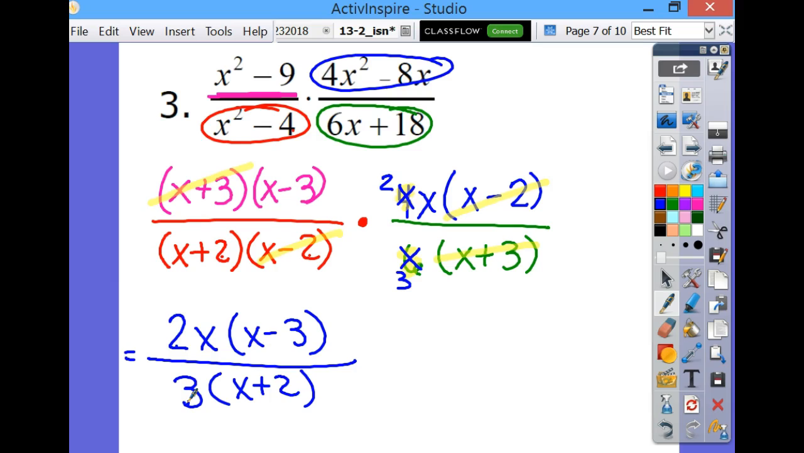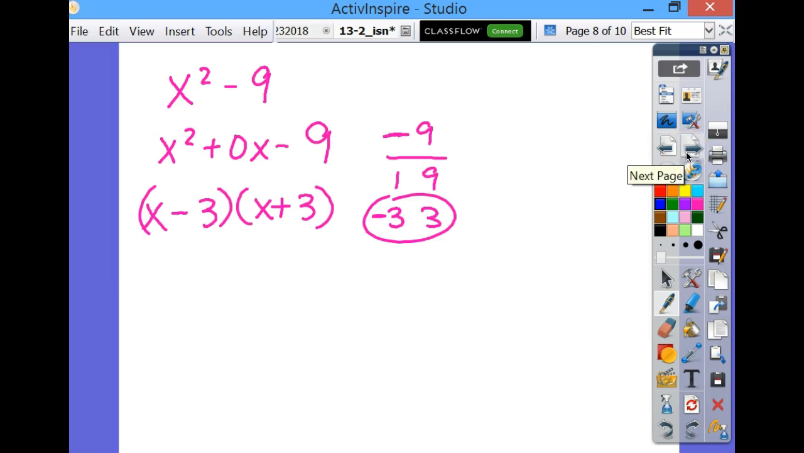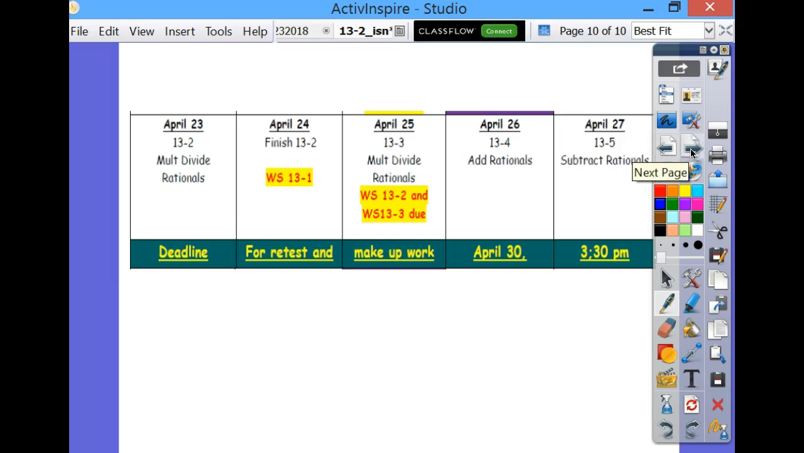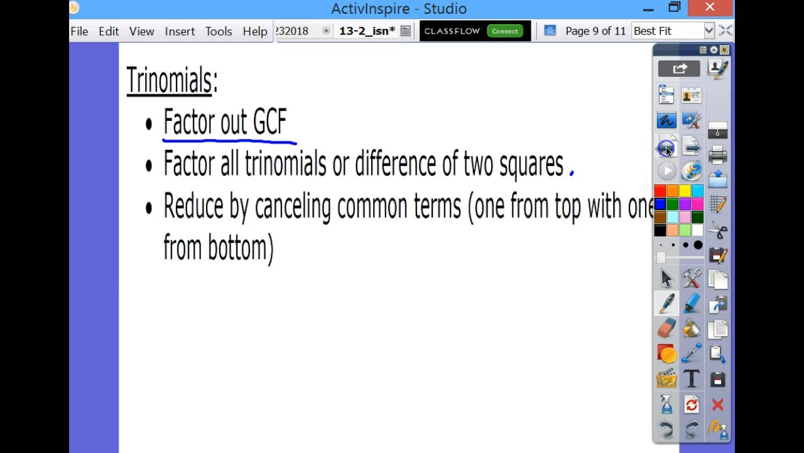Look at your final answer. Will anything reduce some more? Is that it? That is completely reduced. Trinomials, again, you always start by factoring out your GCF, and then you have to factor difference of two squares if you have them, and then you have to factor your common terms.